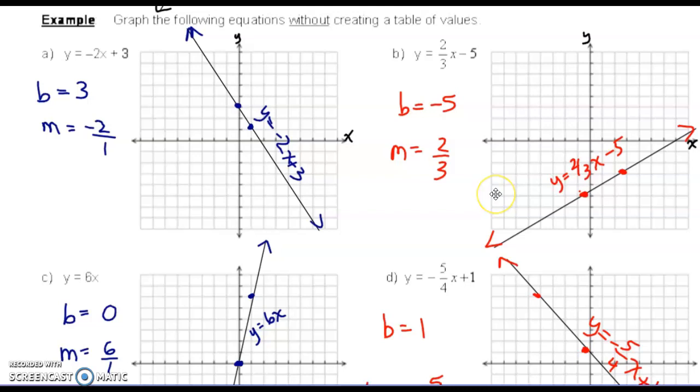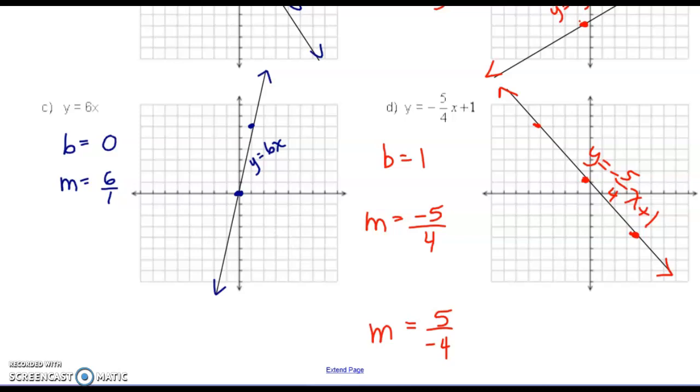Example B, y equals 2/3 x minus 5. Starting with the y-intercept, it's -5. So I plot my y-intercept at -5. From there, my slope is 2/3. So from that point -5, I move up 2, right 3, plot my second point, and connect.